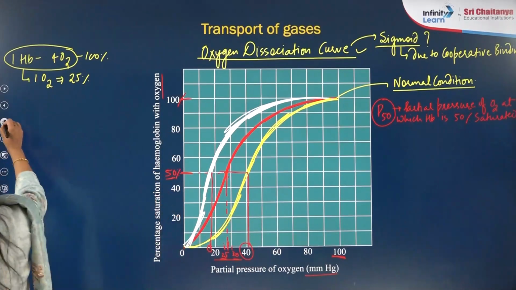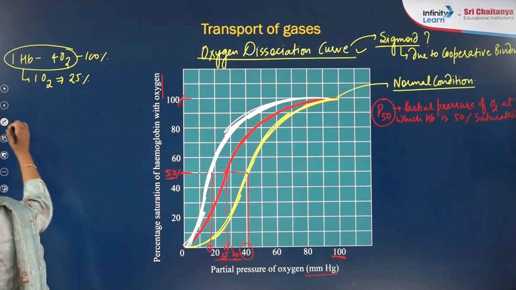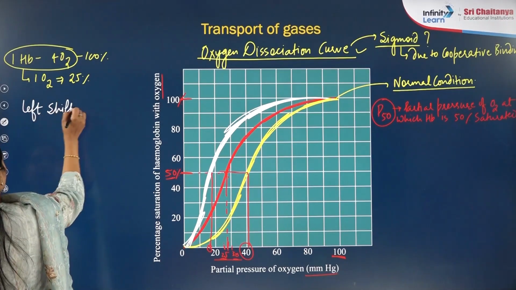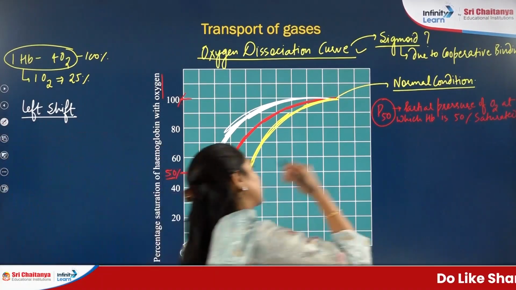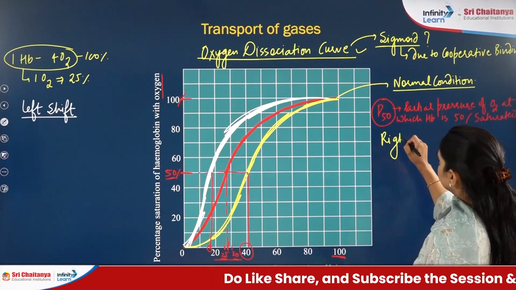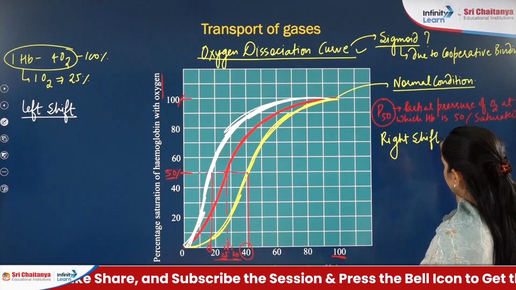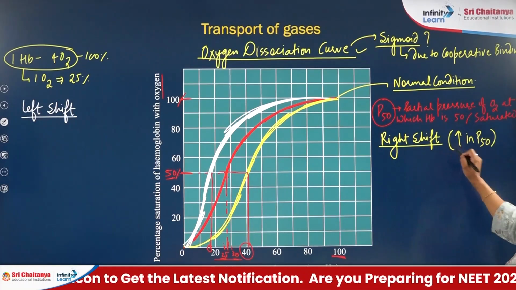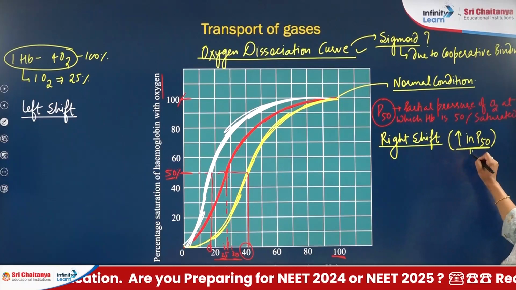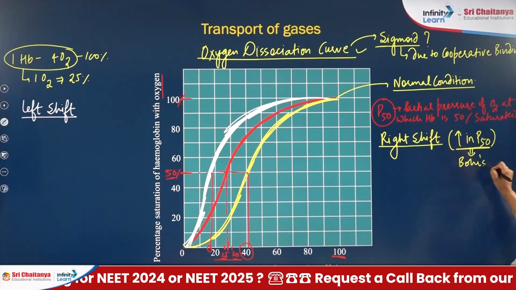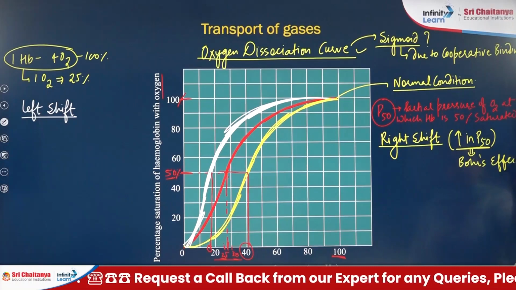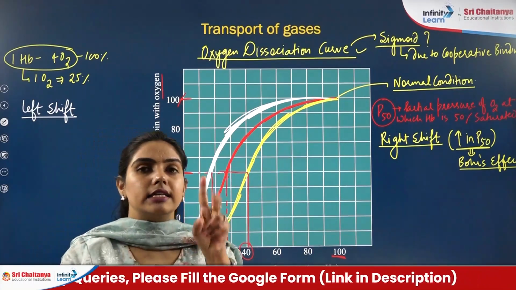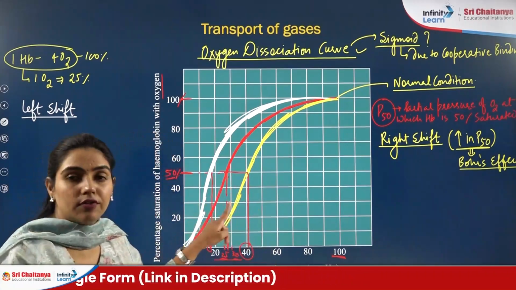So let me tell you what it is representing. This is the left shift, and the yellow one is the right shift, right? It is the right shift. So in the right shift you have seen an increase in P50. I have talked about increase in P50. It is also known as Bohr's effect, and I have talked about Bohr's effect in the previous lecture of transport of gases. I have talked about two effects, Haldane's effect and Bohr's effect, in the previous lecture of transport of gases, right?